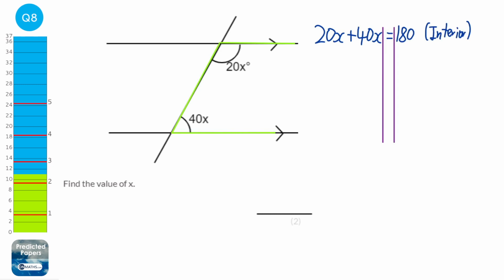Here I'm going to be solving this algebra, just getting my tramlines in. 20x plus 40x is 60x equals 180. We're going to divide both sides by 60 to get x on its own, so we can solve it. And we've got x equals 3. So the value of x will be 3.